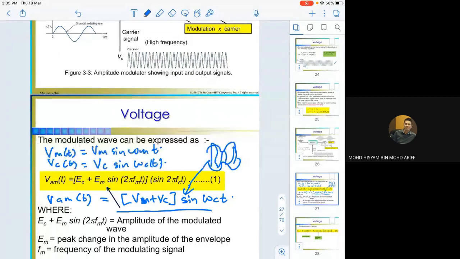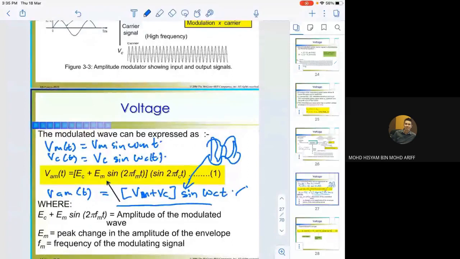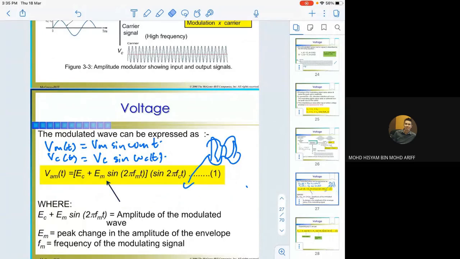Wait, AB sine omega. Okay. VC plus VM, sorry, VC plus VM sine omega CT. Okay, this is the formula for VAM T. Now for this part, I don't want to explain first. Next class we'll explain it again.